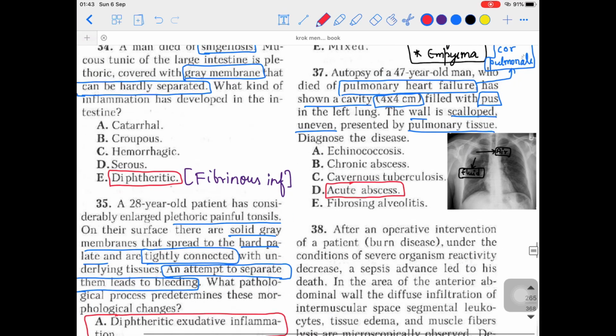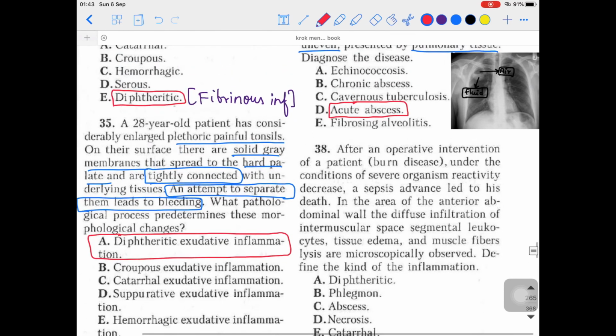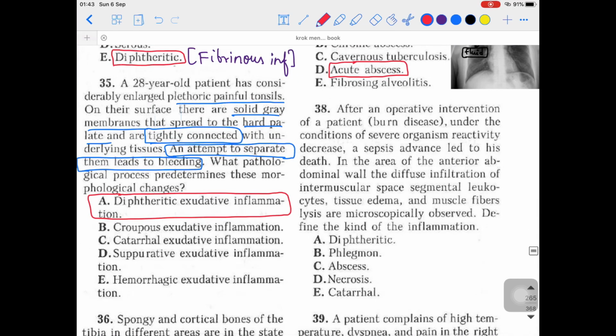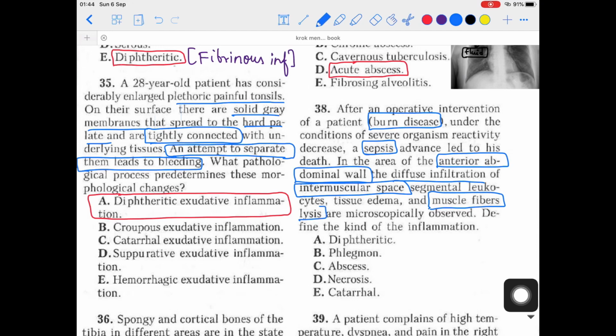Okay, let's move on to the next one, 38. After an intervention of a patient with burn disease, under the condition of severe decrease in organism reactivity, sepsis advanced, a sepsis emergency situation. After a burn, it is quite common. Now it advanced and led to death, and in the area of the anterior abdominal wall, diffuse infiltration of the intermuscular space, segmental leukocyte tissue edema, and muscle fiber lysis are microscopically observed. So define the kind of inflammation.